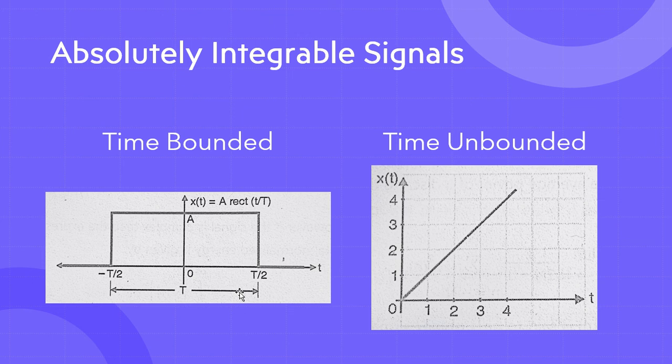Which makes this signal your bounded signal, right? Its limits are defined from minus T by 2 to plus T by 2, and everywhere else it is 0, right? Because of that, we can say that this signal is an absolute integrable signal. Firstly, it is a continuous time signal. Yes, it is a continuous time signal.